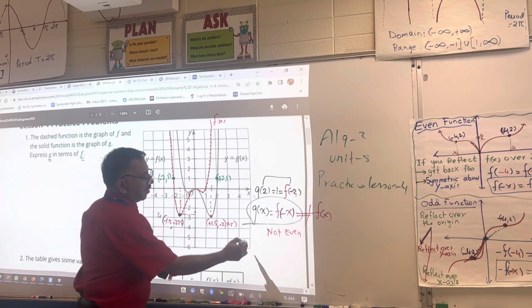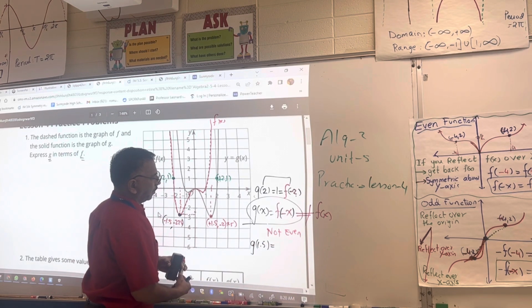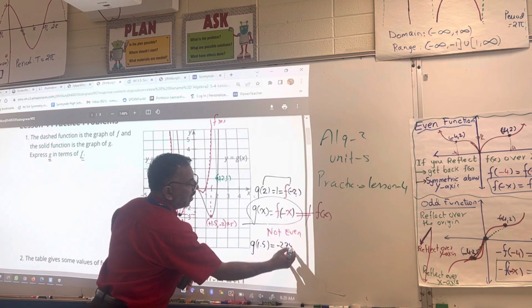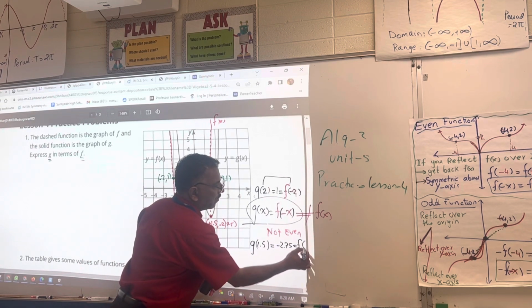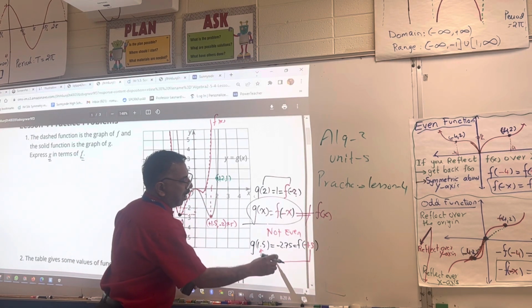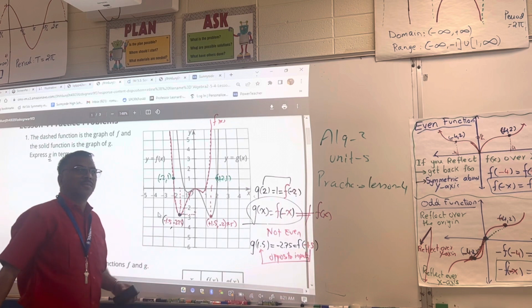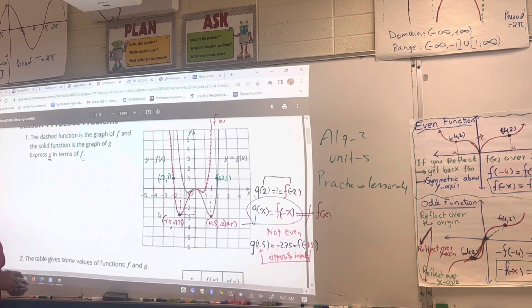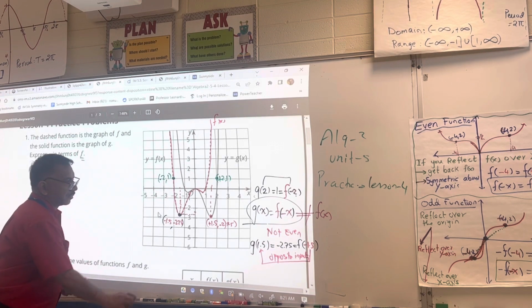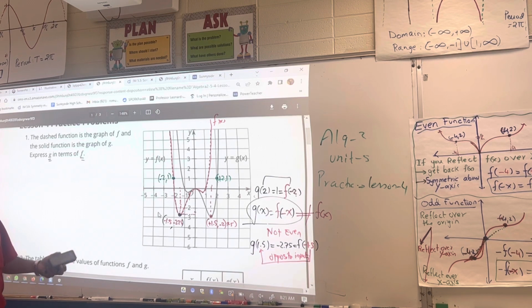So what this means is, g of 1.5 is the same as negative 2.75, but that is the same as f of minus 1.5. Look at this, opposite inputs, but the output is the same. Hope that helps. So let's go to the next question. So these are the only points I can think of.